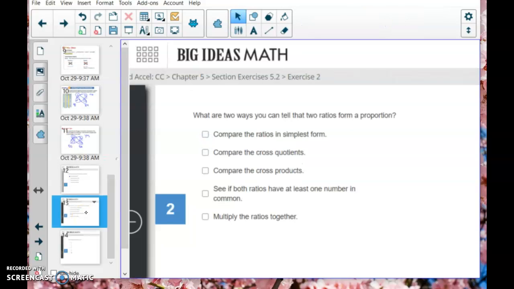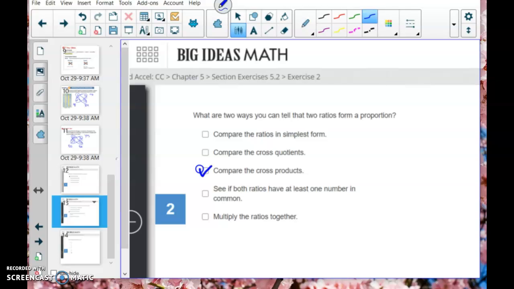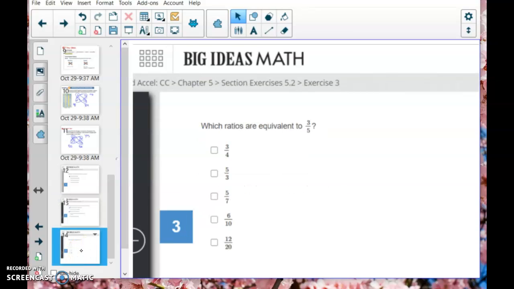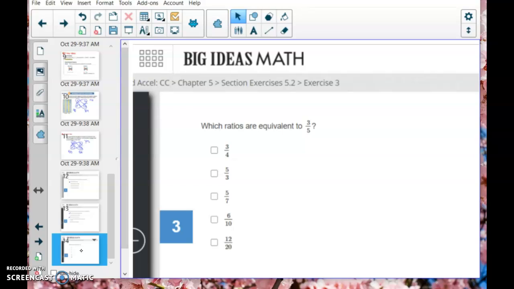Second one says, what are 2 ways you can tell that 2 ratios form a proportion? Well, one way we know is to compare them using cross products, which we just talked about. But then the other way is to compare the ratios in simplest form. I don't really do that. I usually use the division method to do it, but that is another way that you can tell whether they are proportional or not.